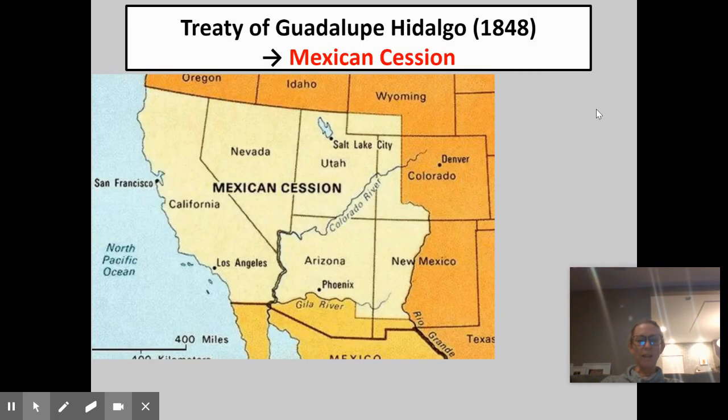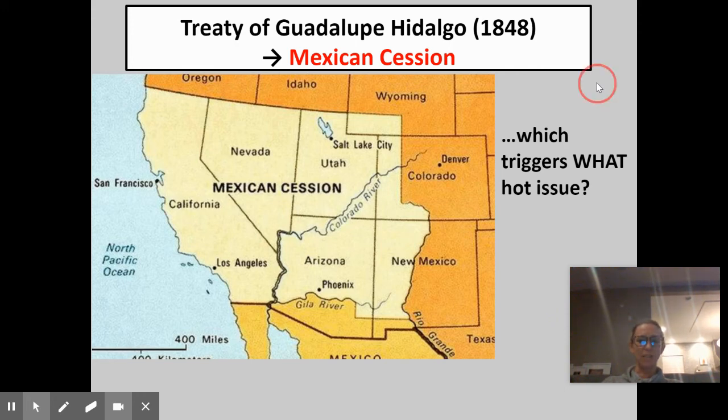So with the war ending, the Treaty of Guadalupe Hidalgo is signed, and the United States now is able to buy this chunk of land, a Quizlet term, called the Mexican Cession. So we get a lot more land as a result of defeating Mexico. And this, of course, is going to bring about what major hotbed issue that continues to resurface? That would, of course, be slavery.